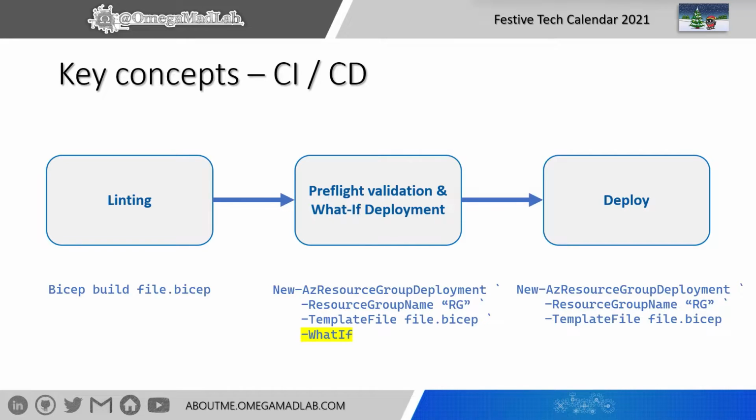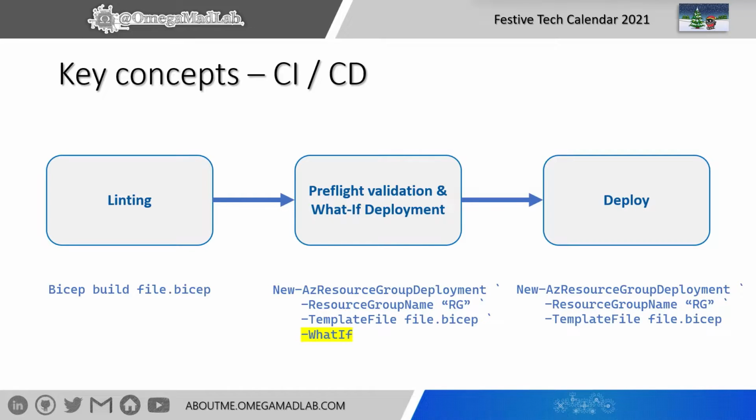Bicep CLI natively integrates the linting rules that are normally available through the ARM template toolkit tool. Thanks to a configuration file that we will see later during the demo, you can configure these rules to throw an exception instead of the usual warning when they fail. And so this is useful to block a CI workflow if the file can't pass the validation phase.